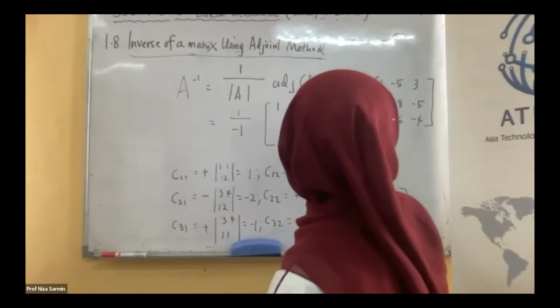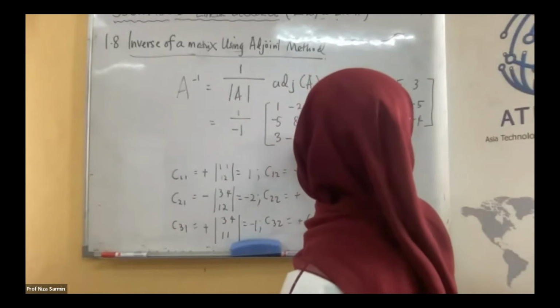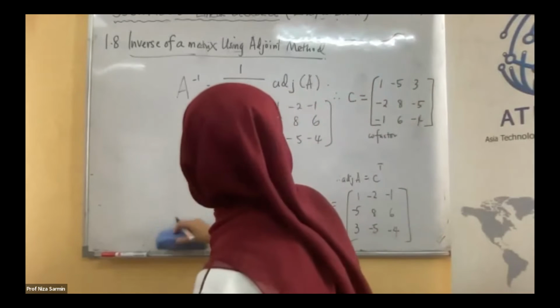1, negative 2, negative 1, negative 5, 8, 6, 3, negative 5, negative 4. Okay, then you get the answer.